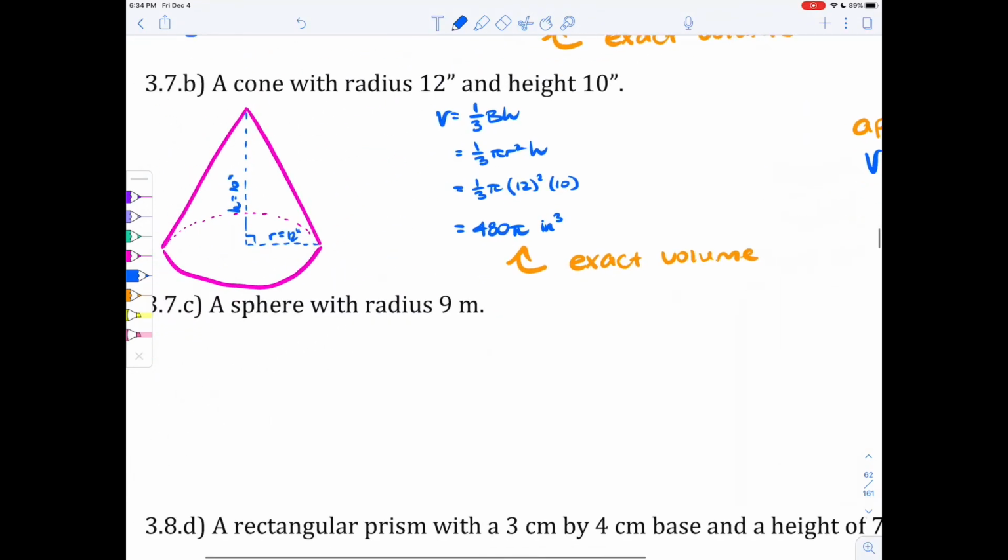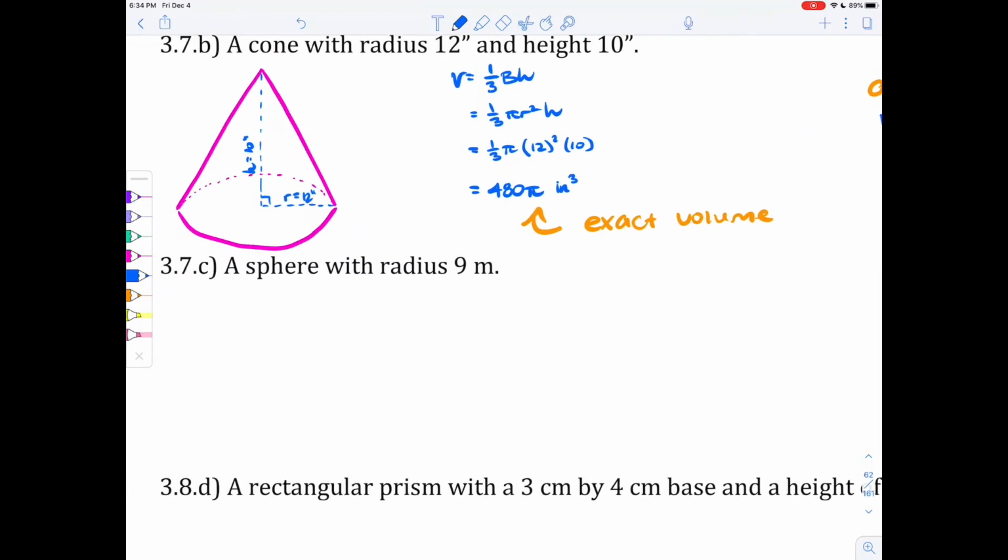Moving right along. So now we have a sphere, right? And we haven't seen a sphere yet, but we're about to, because I'm about to draw one.